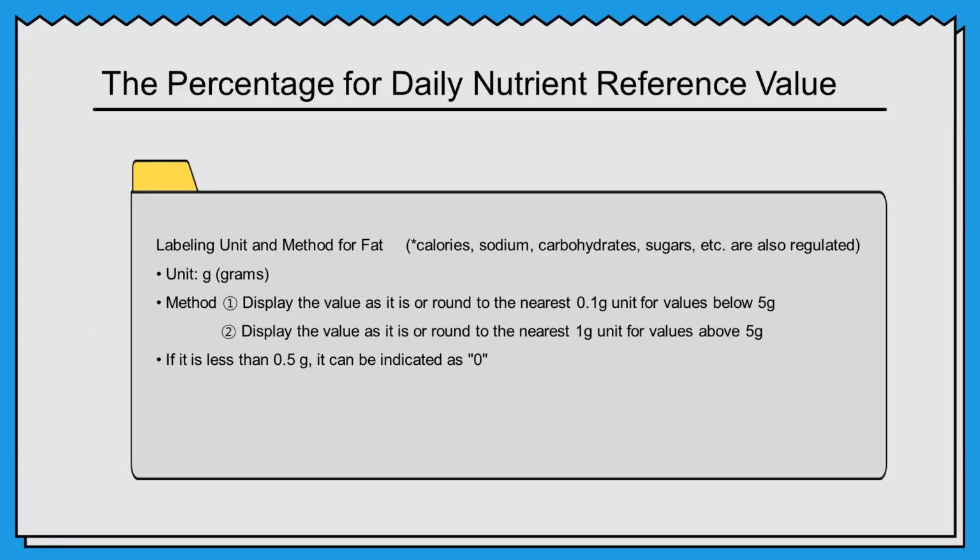Let me talk about the percentage for daily nutrient reference value. The labeling unit and method for fat are described. The unit for fat is grams. The labeling method is as follows. If the fat content is 5 grams or less, the actual fat content can be displayed as it is, or in increments close to 0.1 grams. If the actual fat content exceeds 5 grams, the actual fat content can be displayed as it is, or in increments close to 1 gram.